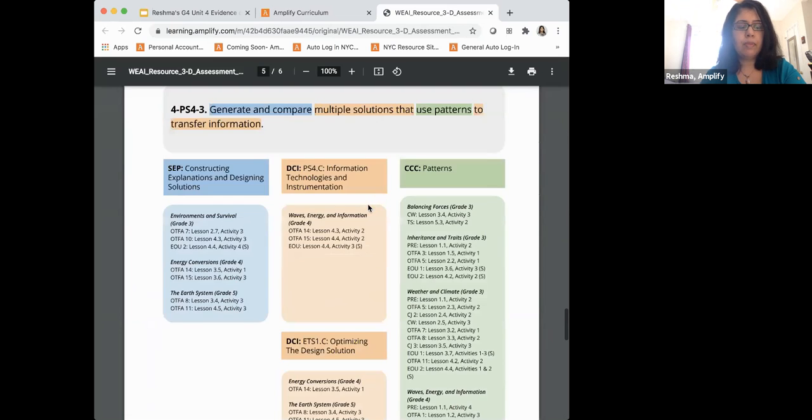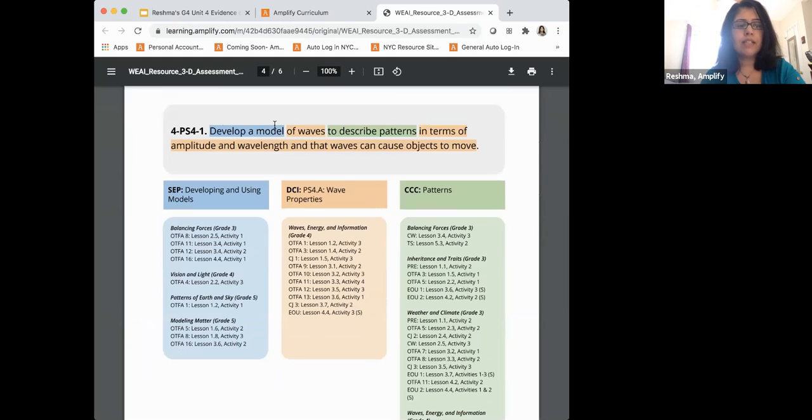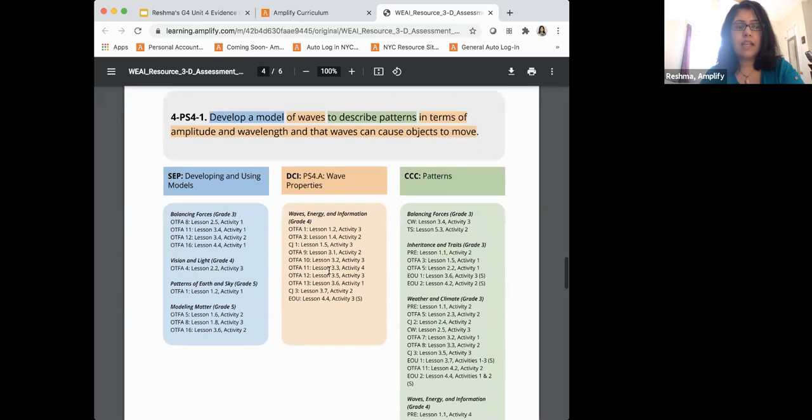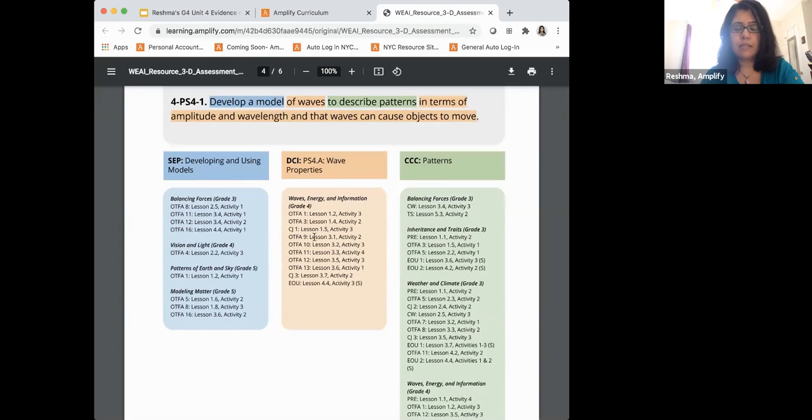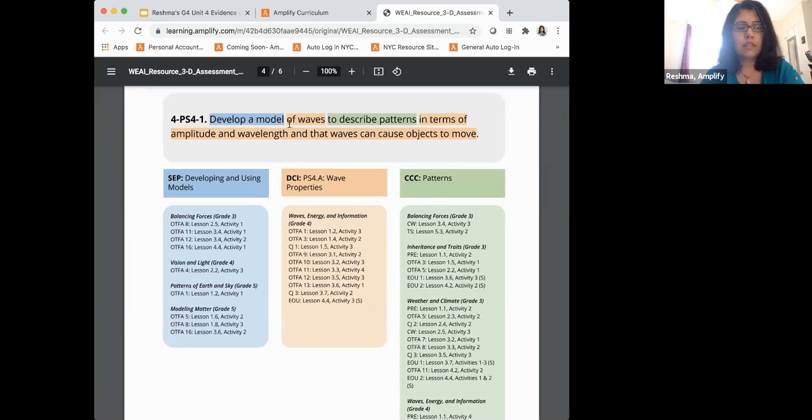On each page, and we'll take a look at the first one, it color codes the performance expectations into science and engineering practices, cross-cutting concepts, and disciplinary core ideas. And it tells us not only which assessments in this particular unit assess that dimension, but other units across the grade bands as well. So for example, this first performance expectation, wave properties, is assessed in these particular assessments.